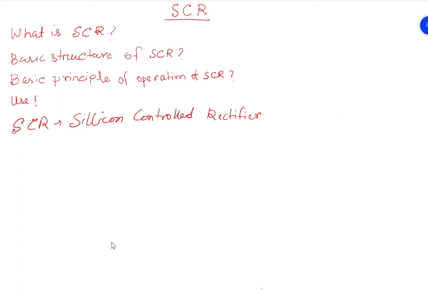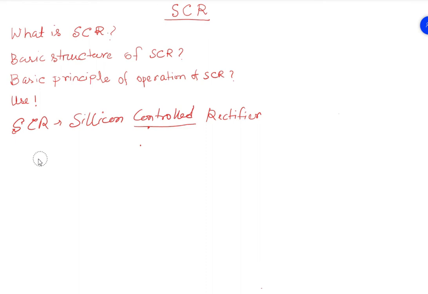So in that name you can see this word "controlled" is there. We know the rectifier, one normal diode can act as a rectifier. So controlled means there must be some other mechanism which is controlling this rectification operation. You see this operation in detail.